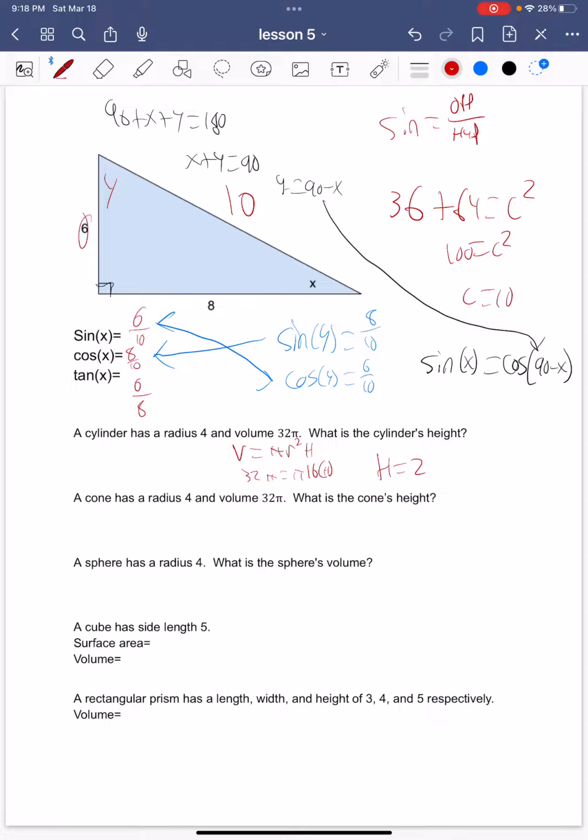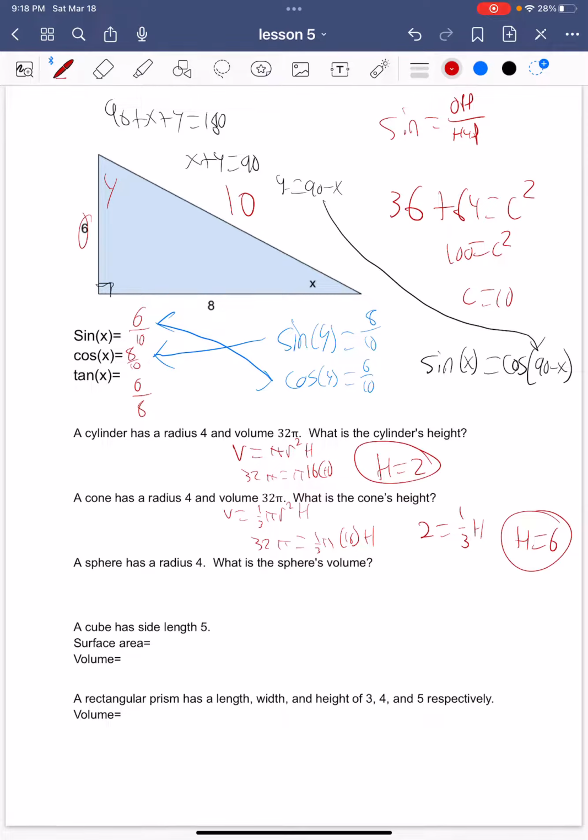A cone has radius 4 and volume 32 pi. What is the cone's height? So volume equals 1/3 pi r squared h for a cone. 32 pi equals 1/3 of pi times r squared. R is 4, so r squared is 16, times h. I'm going to divide by 16 pi first, just to make it simpler. So we have 2 equals 1/3 h. That means h equals 6.